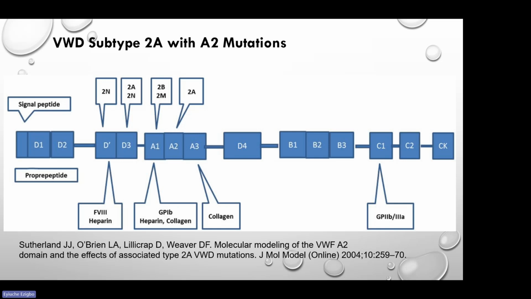At this point, we have glycoprotein 1B, heparin, and collagen binding abnormality at the A1 domain, which will give us type 2B and type 2M von Willebrand disease. Abnormality at the A3 domain of the von Willebrand factor gene interferes with collagen binding. A2 can result in 2A. Glycoprotein 2B and 3A, we can see here at the C1 domain.